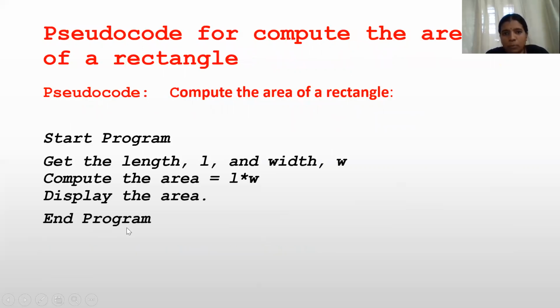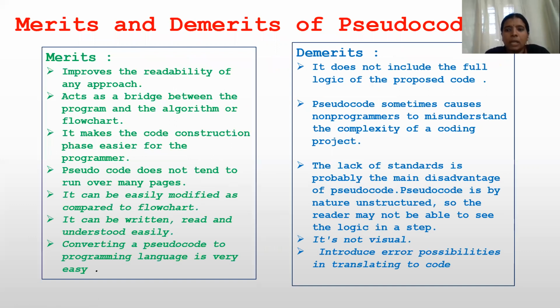So let's move to the next problem, computing the area of a rectangle. To compute the area of a rectangle, we all know that we need two inputs, L and W. L stands for length and W stands for width. So get length L and width W. You can also write get or put, or you can also write input, output. You can also write read and print. So get L and W, compute area is equal to L into W, display the area and end your program or end your process.